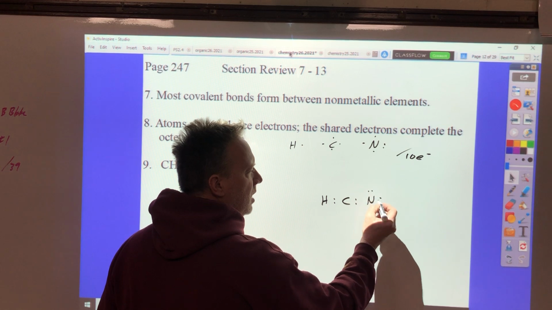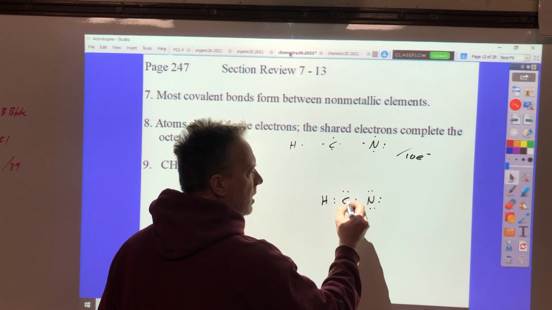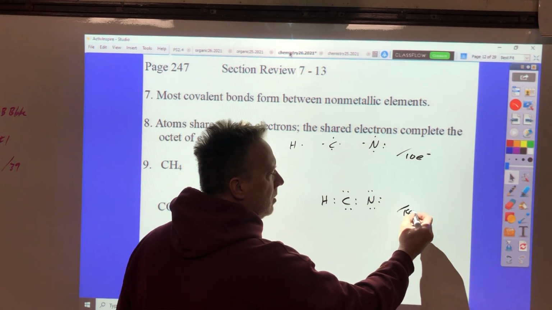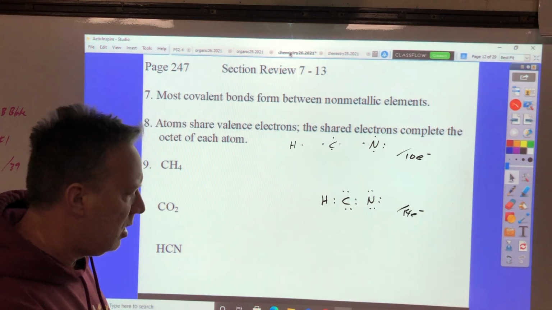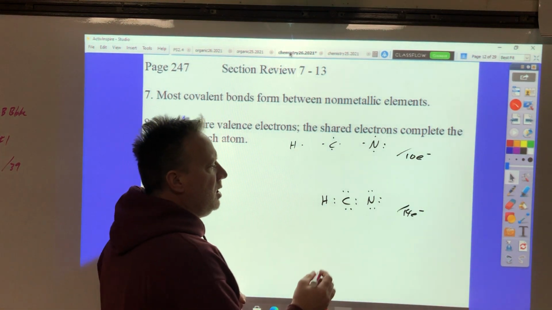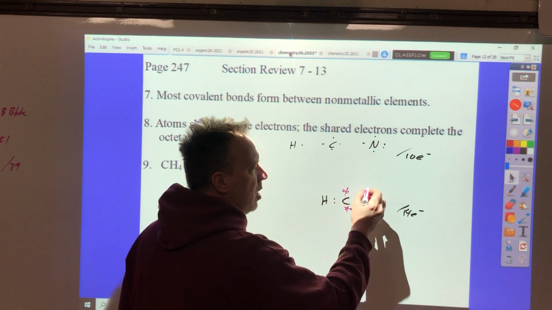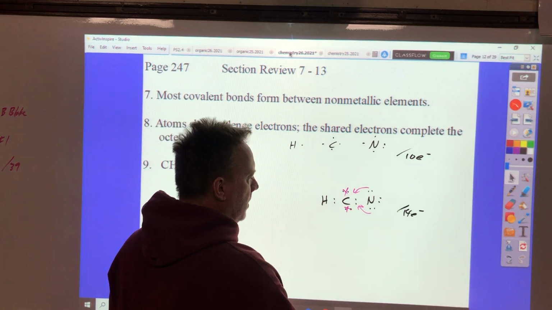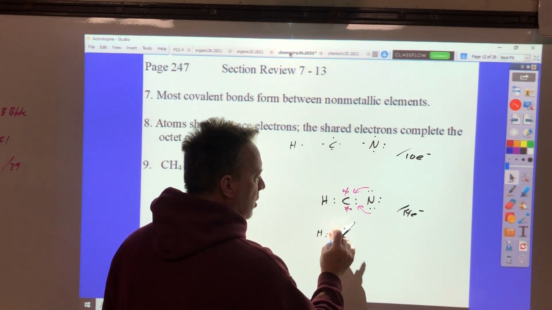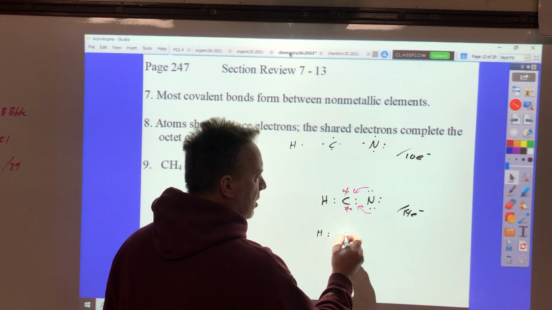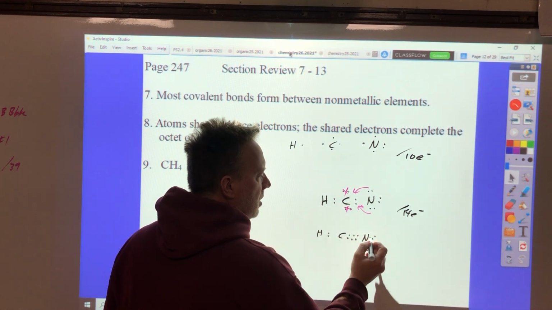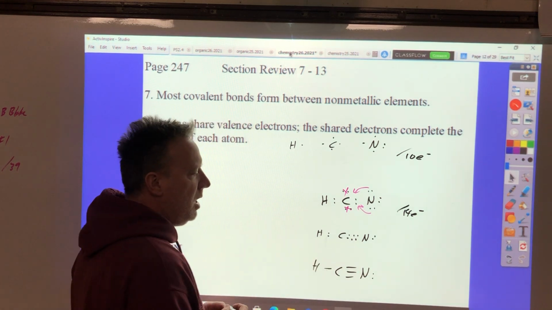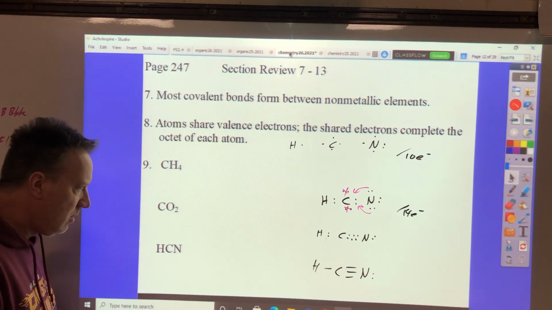2, 4, 6, 8. 2, 4, 6, 8. Hydrogen only has 2. That's 8, 10, 12, 14. That's 2 pairs, too many. So if you take them off the central atom, it's easier. Just take them off the carbon, move these in, move these in. Once I do that, and H, well, we can do it that way. And when I replace that with sticks, that's what we have. Hydrogen cyanide.